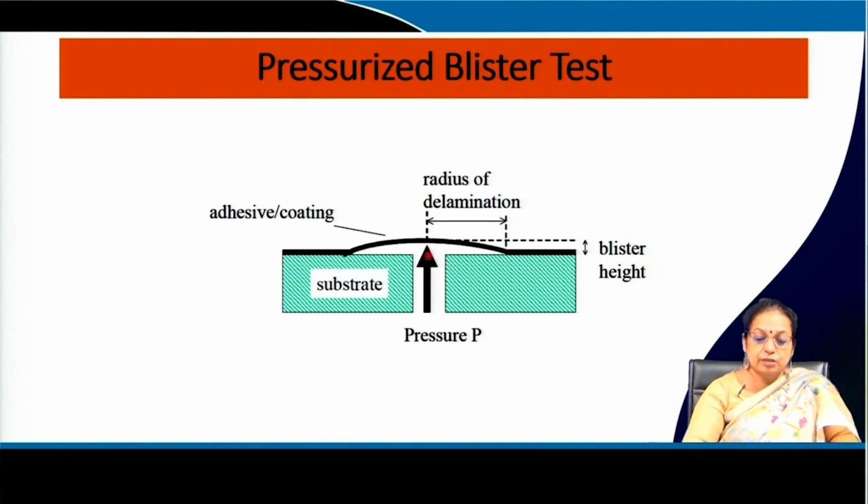So, you blister it with a very high pressure and find out the delamination radius. From the delamination radius you can understand how the coating strength is. So, what is the blistering height? This is again a kind of standard testing. These are all qualitative tests; you have to specify the pressure at which there is delamination, or what is the radius of delamination, and how it is varying with applied pressure.